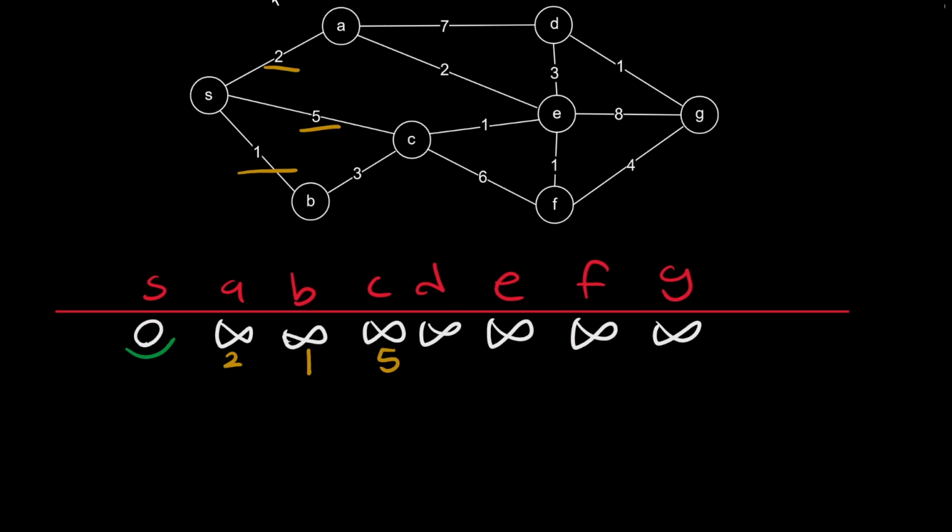Now we're going to look back at our priority queue. Our priority queue here says pick 1, so we're looking out from B. We're at B here, looking out from B. We see 3 to C. 3 is this new best edge to C, so the parent of C here is B.